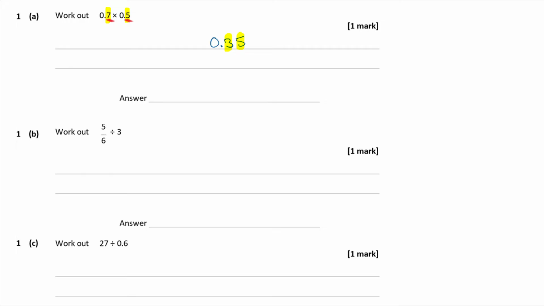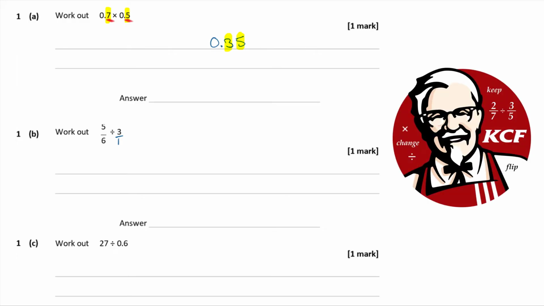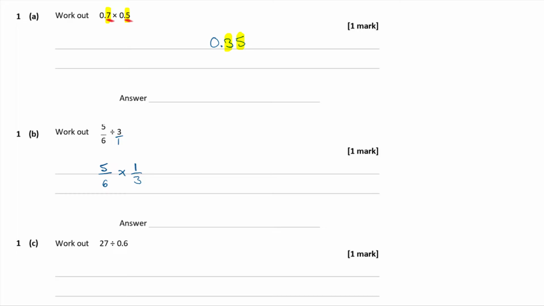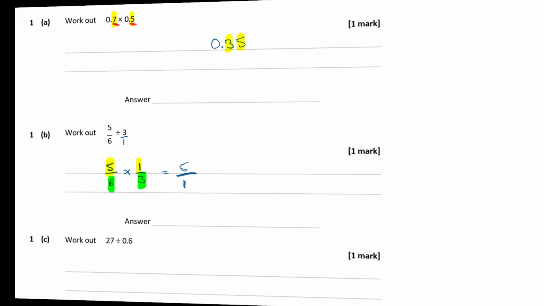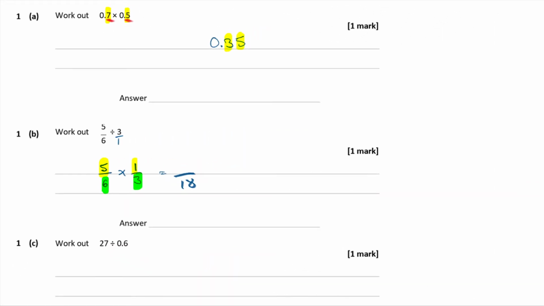Okay, part B says work out 5/6 divided by 3. I'm going to do fraction division here. I'm just going to change 3 into 3/1. And then we're going to be using keep, change, flip, KCF. Keep the first one the same, that's 5/6. Change the divide into a times, and then flip the second fraction over. So the 3/1 becomes 1/3. Okay, then I can just go ahead and do normal fraction multiplication. 5 times 1 is 5, and 6 times 3 is 18. So it's going to be 5/18. So that 5 doesn't look much like a 5. Let me just rewrite that as a 5.